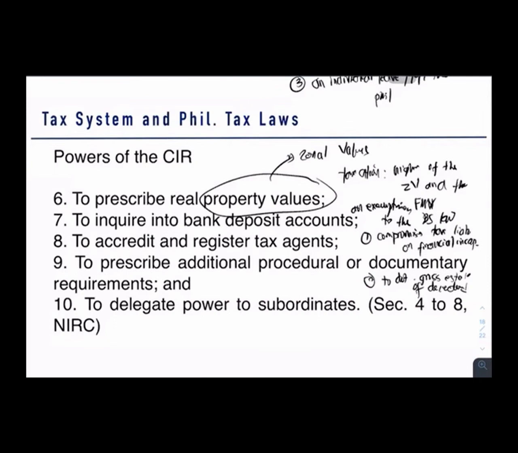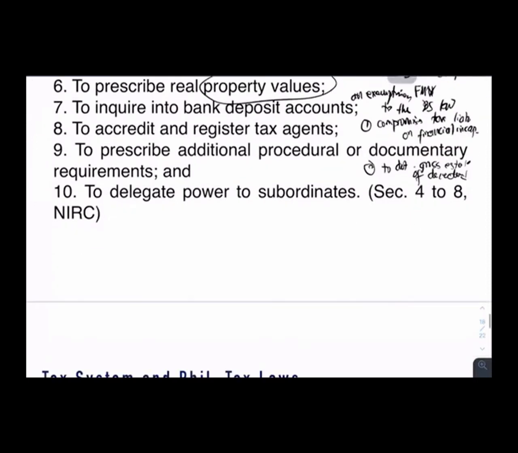Okay, so in number 10, you can delegate power. So in short, from 1 to 9, we can delegate it. Is that the rule? No. We can only delegate certain powers. So what powers are not delegated? The rule is, from 1 to 9, you can actually delegate it, except non-delegable power. So what are the non-delegable powers of the CIR?